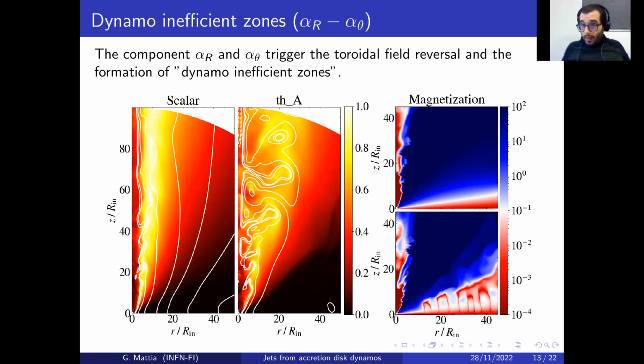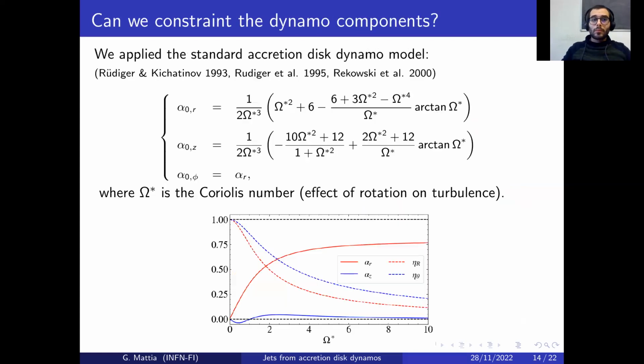But we can encounter some numerical issues. And this is because the theta component of the dynamo is strongly non-isotropic, and it's highly overestimated in presence of a scalar dynamo. So how can we constrain the dynamo components now? We played a bit with the parameters, we saw there were some differences, but now we want to be more consistent. So what we did was to apply the standard dynamo model of Rüdiger, 1995, where the three components of dynamo and diffusivity are directly linked with one single parameter, the Coriolis number.